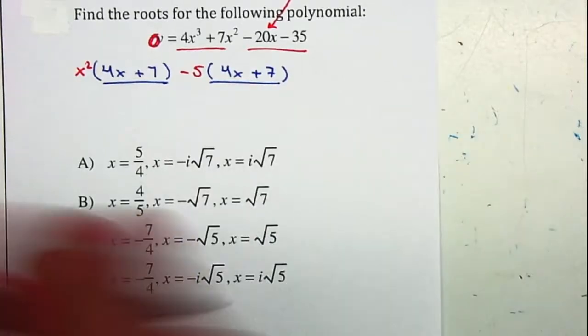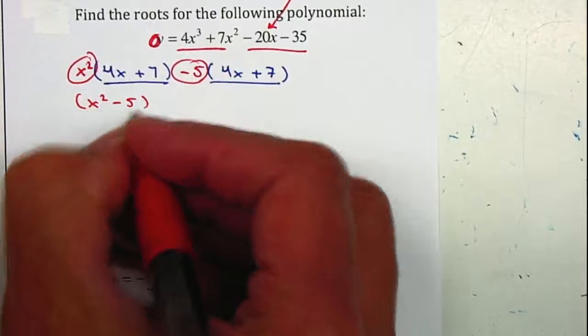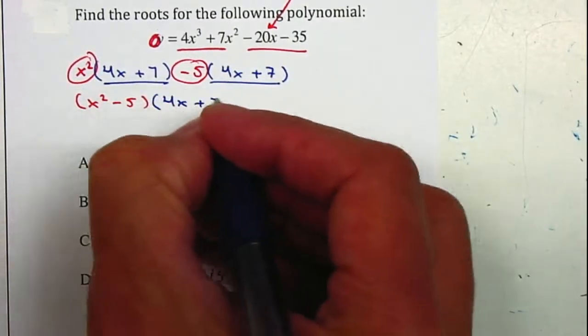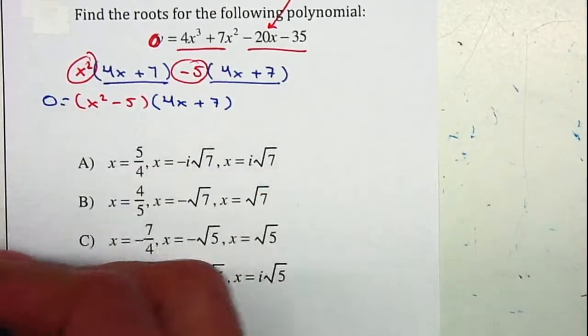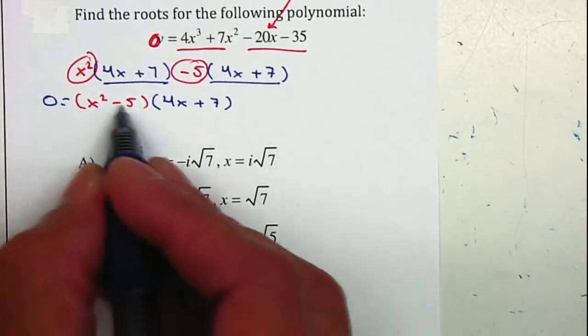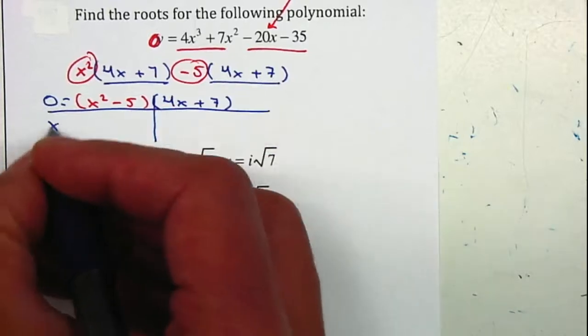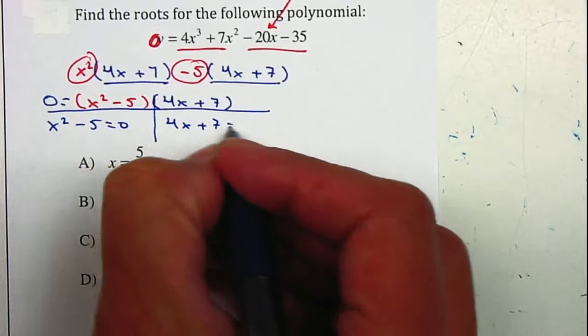So now I'm going to group them. I'm going to group my x squared minus 5, and my 4x plus 7 gets written only once. And since this is equal to 0, I cannot factor the x squared minus 5. I'm just going to use my zero product property. x squared minus 5 equal to 0, and 4x plus 7 equal to 0.